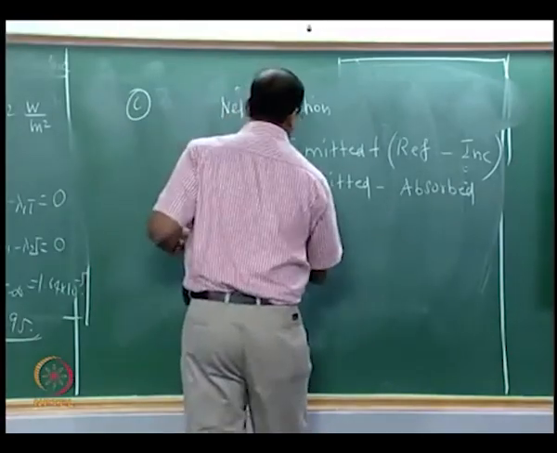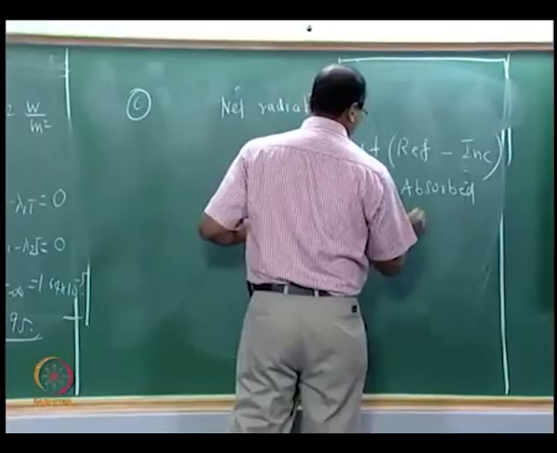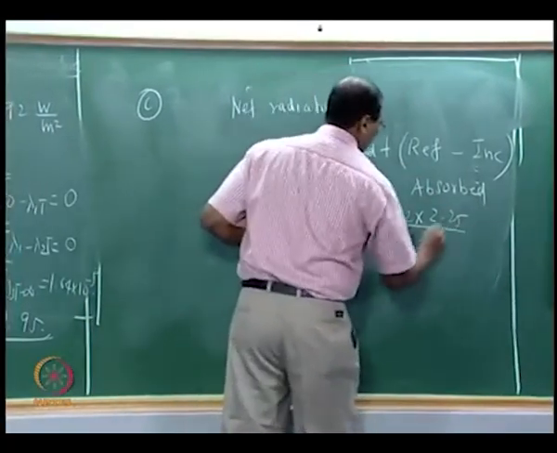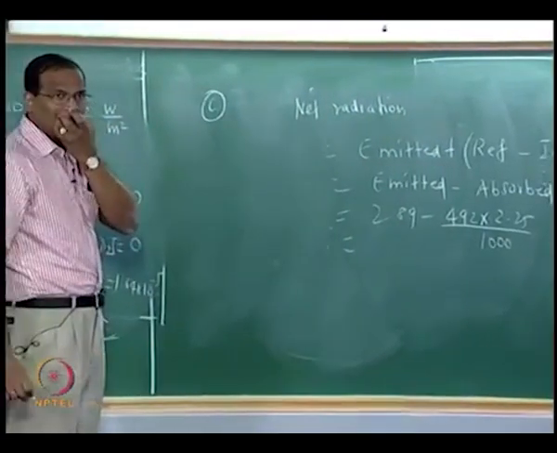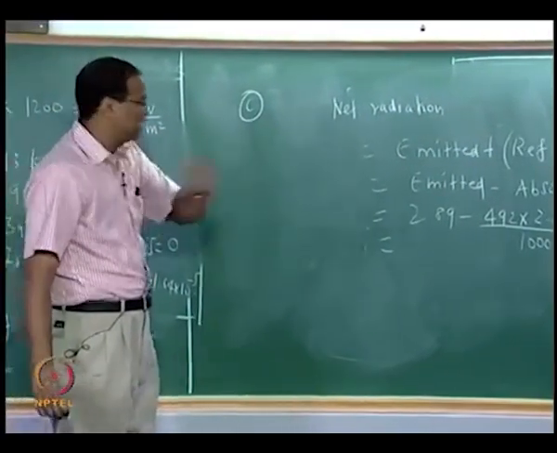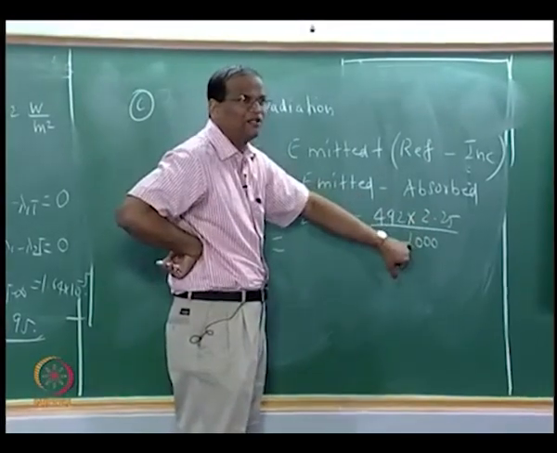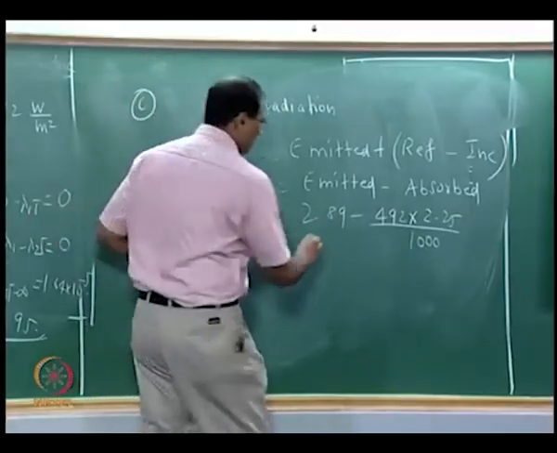Emitted is 2.89 minus... I did so many things here. 492 watts per meter square. I multiplied by the area 1.5 by 1.5 divided by 1000 because this is in kilowatt. Very good.